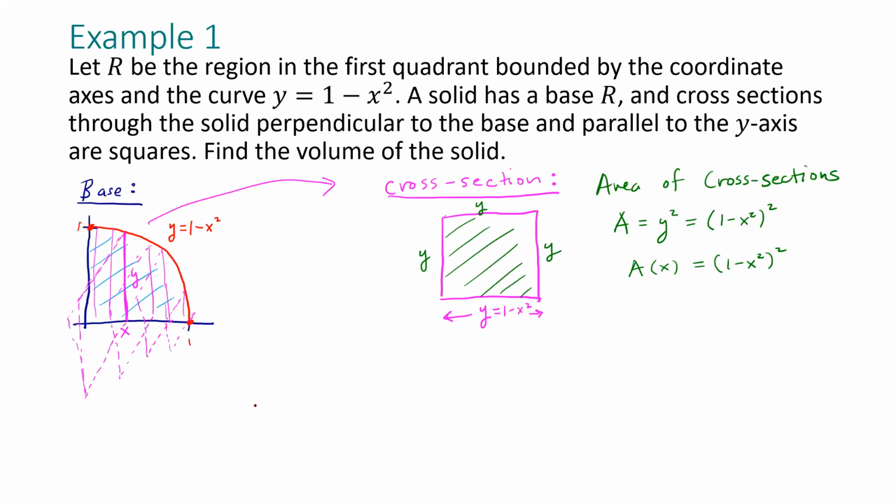So then to get the volume of our solid, we're just going to integrate the area of our cross-section. And in this case, our cross-sections run from 0 to 1 along the x-axis.